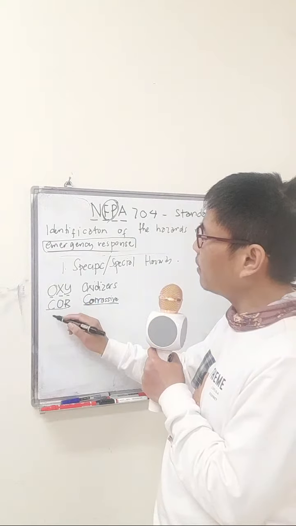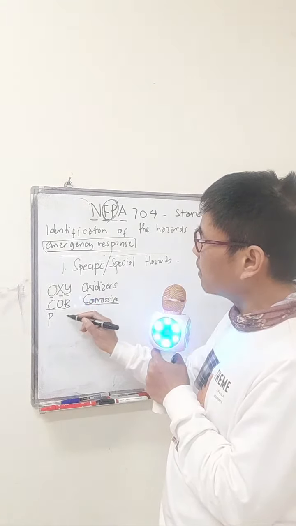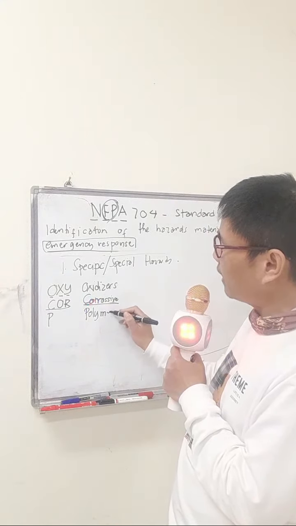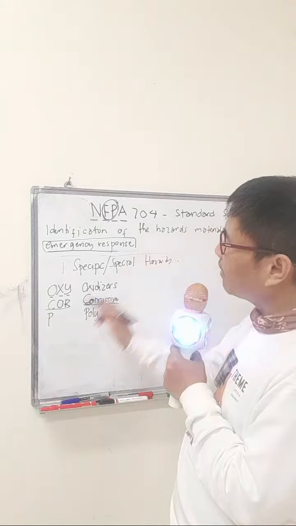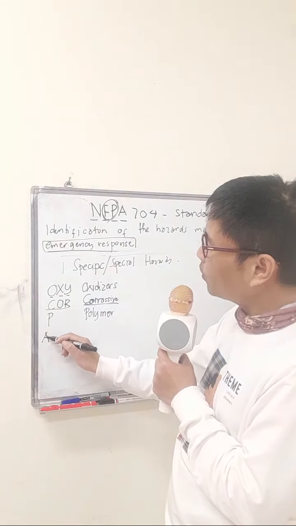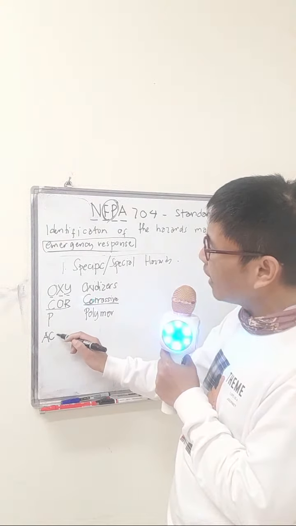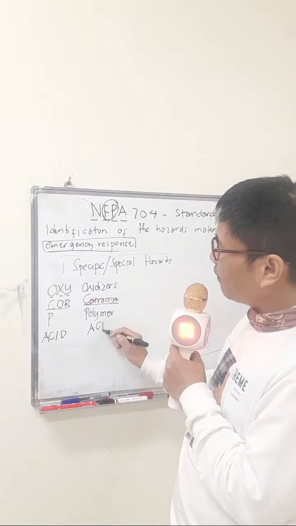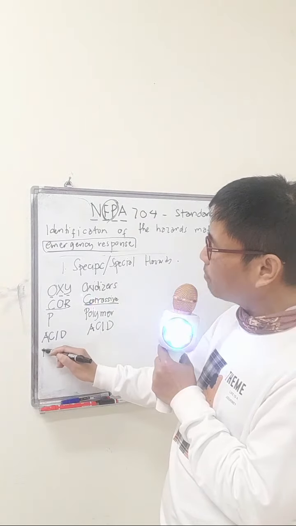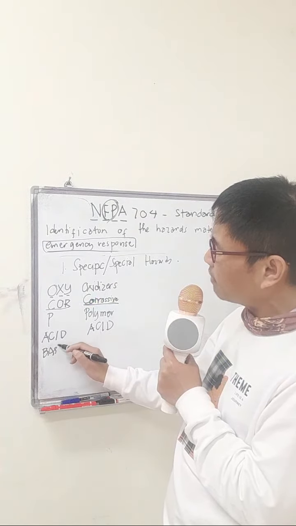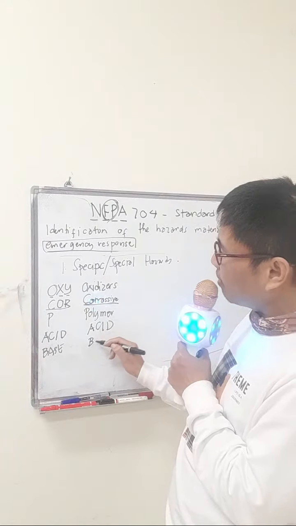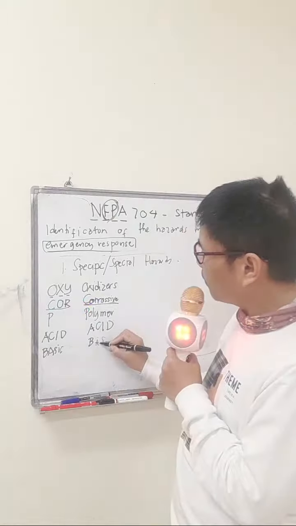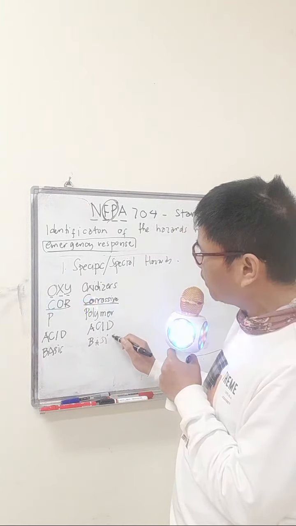If it is P only, that is a polymer. And if it is really an acid, the whole word will be mentioned: ACID. If that is a base, the whole word will also be mentioned: BASE for the basic. This is very clear.